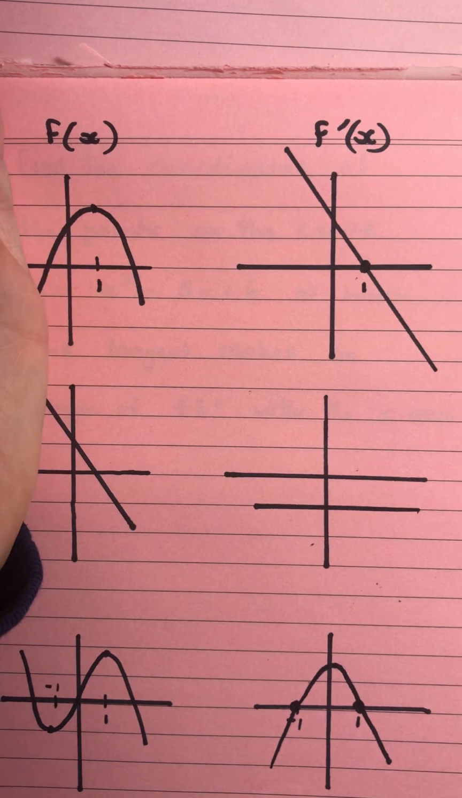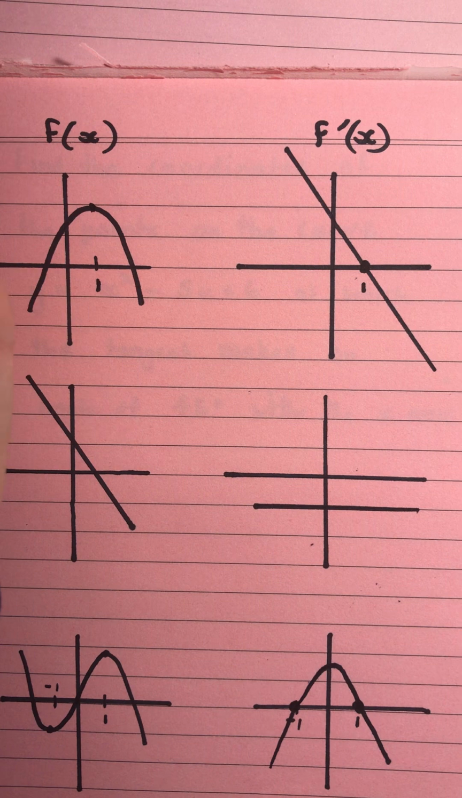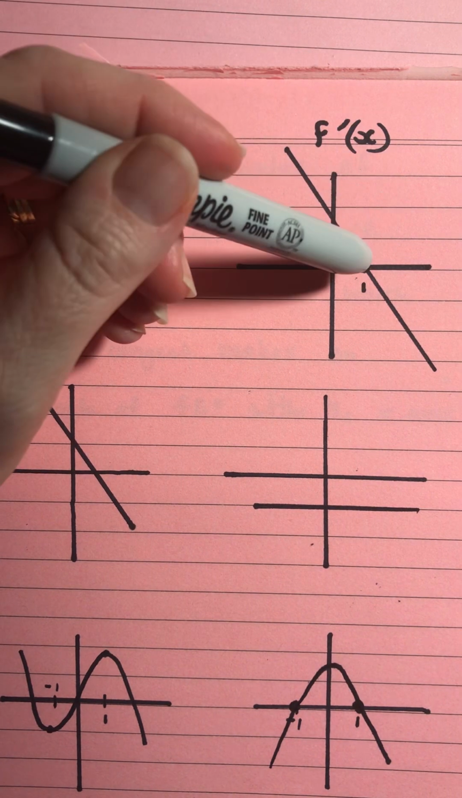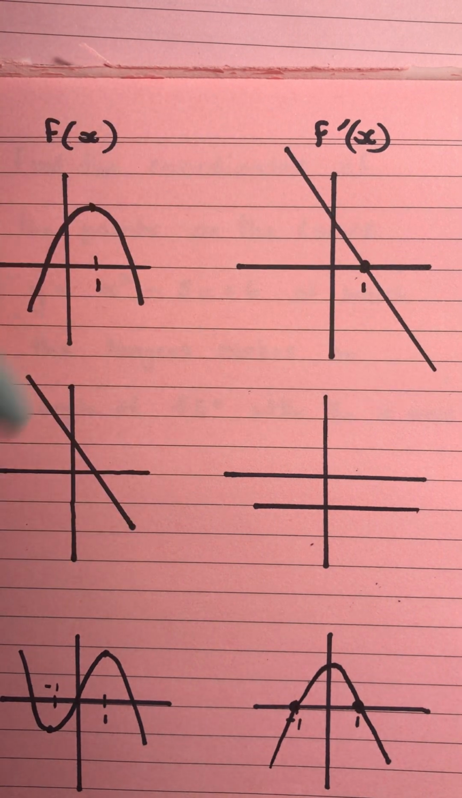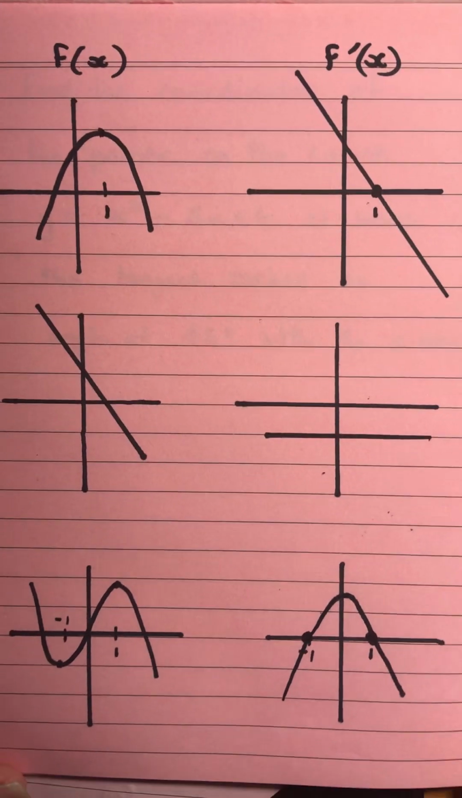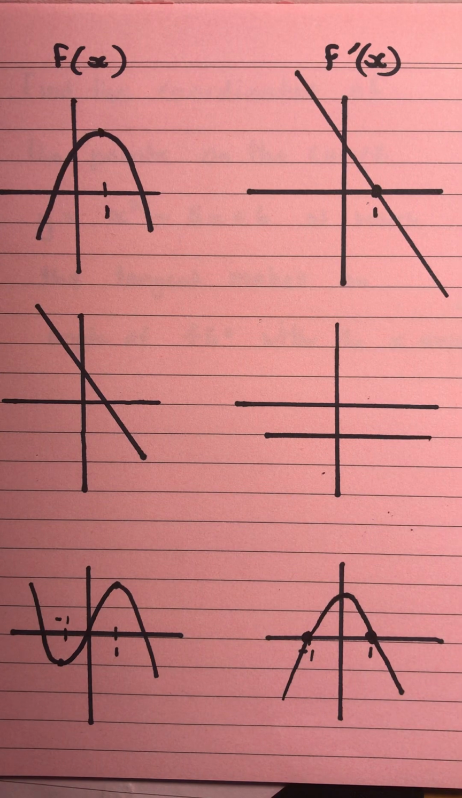So in our original function, we're looking at our x and y values, but when we get over here, we're talking about whether the gradient is positive or negative. Hopefully that helps you with your graphing of functions and their derivatives.